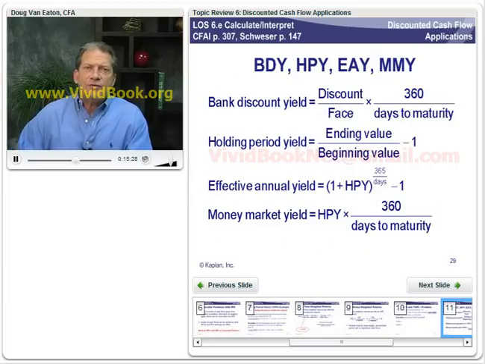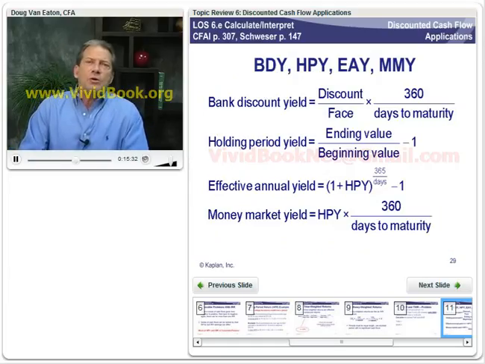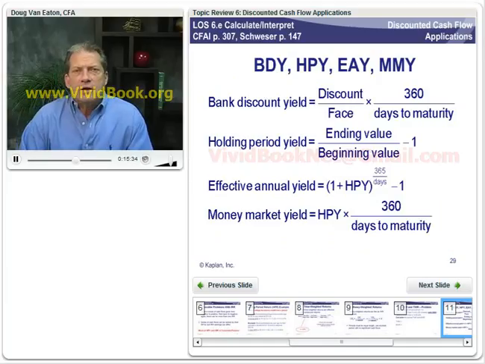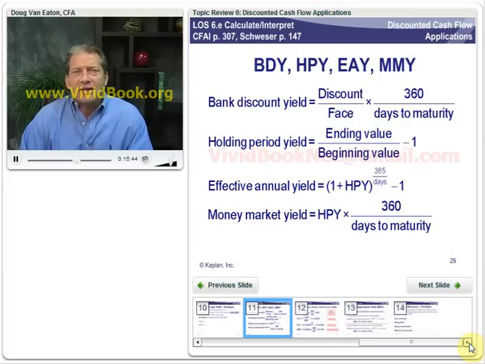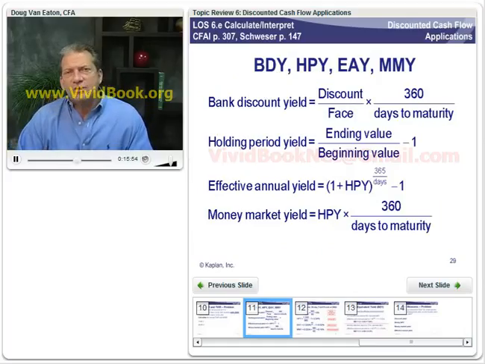Okay, let's define 4 more things here. Well, I guess 3 more because we've had the holding period yield already. So what's the bank discount yield? Well, especially for money market securities that trade at a discount from face value, they don't pay explicit interest like a treasury bill. You buy it at one price, it matures at $1,000, and that difference is your implicit interest and your return. But it's also the discount percentage from face value.